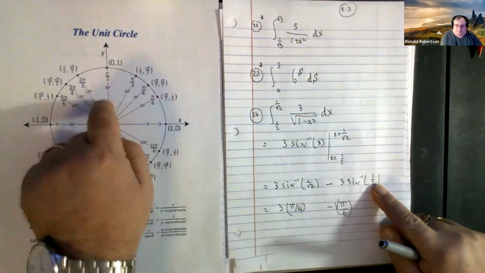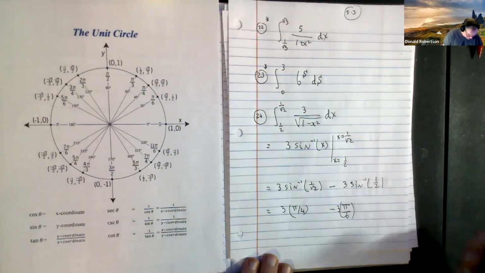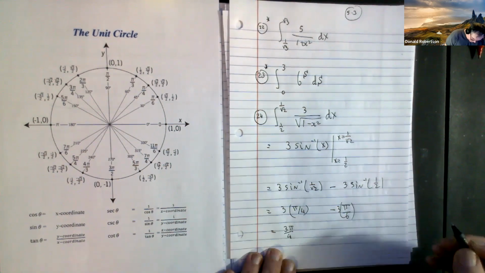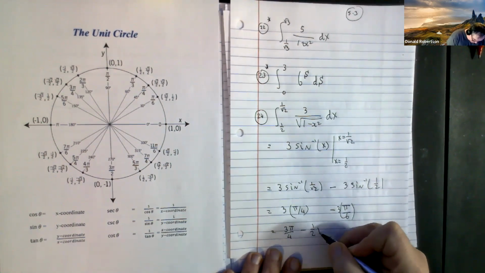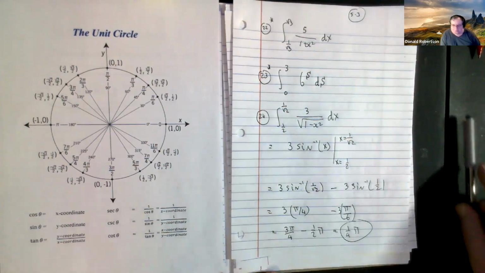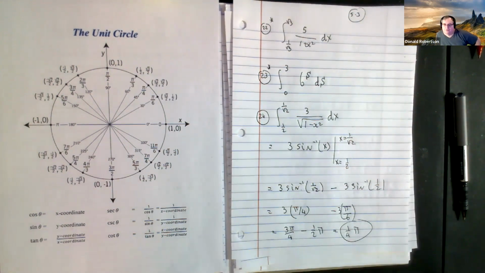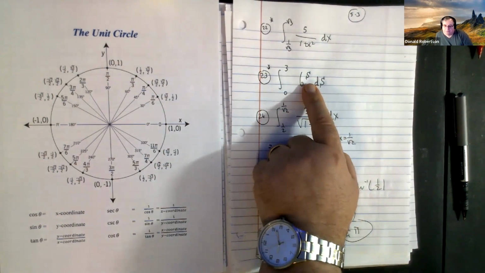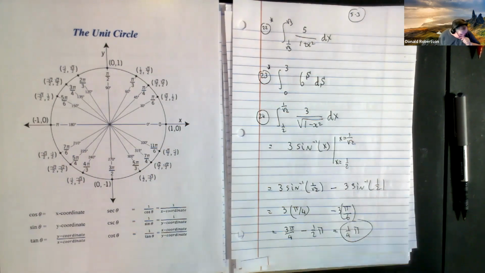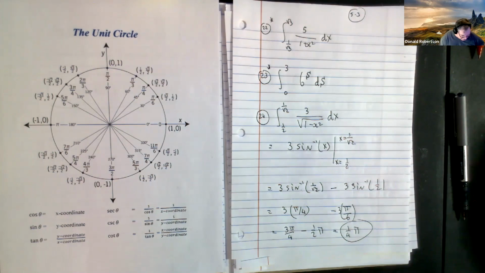These guys have to be in the unit circle, so I know it had to be there. So what have I got? I've got 3/4 pi, take away a half pi, and that leaves me 1/4 pi. And so we've done an inverse tan. We've done a 6 to the power of something, and we've done an inverse sine. And that kind of covers everything that happened in section 5.3.